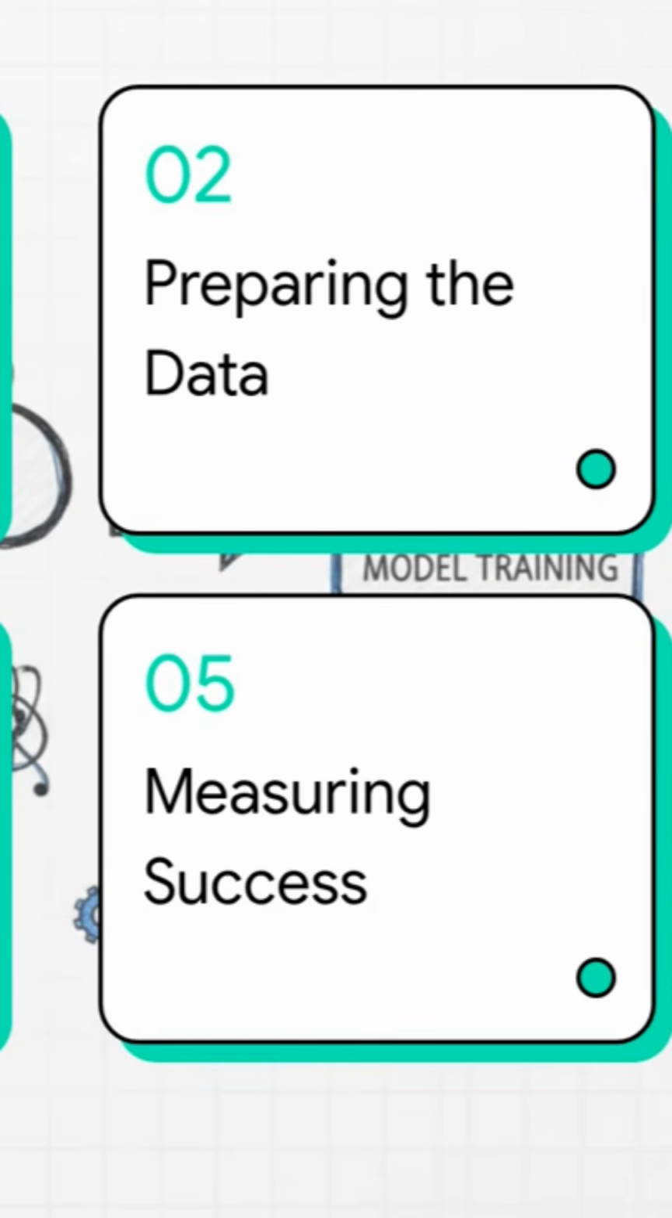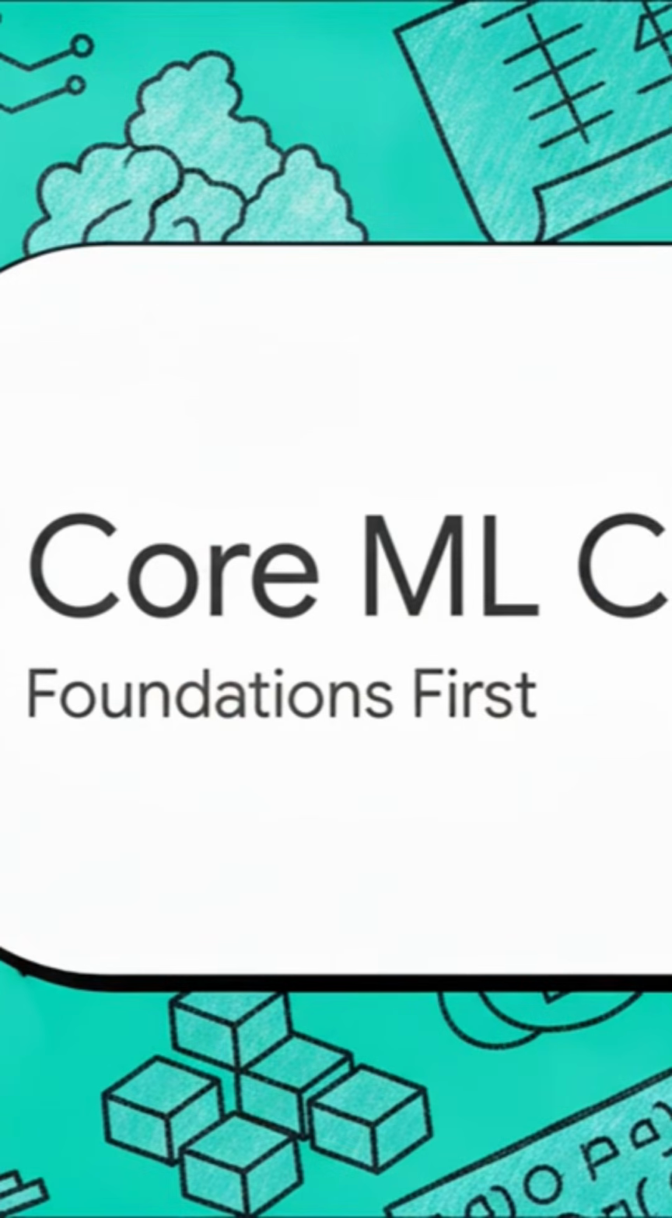Here's our roadmap for today. We'll hit core ML concepts, preparing the data, choosing the right model, avoiding common pitfalls, measuring model success, and finally, we'll wrap up with the ultimate golden rule. Let's get to it. Section 1. Core Machine Learning Concepts. Foundations first.